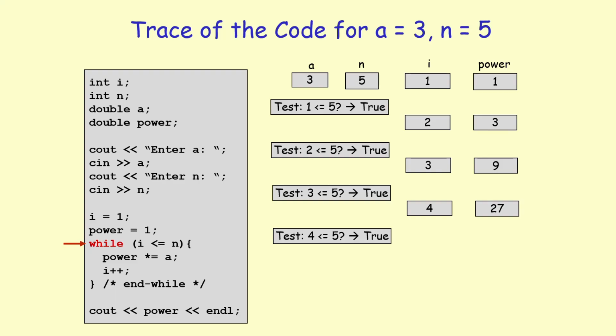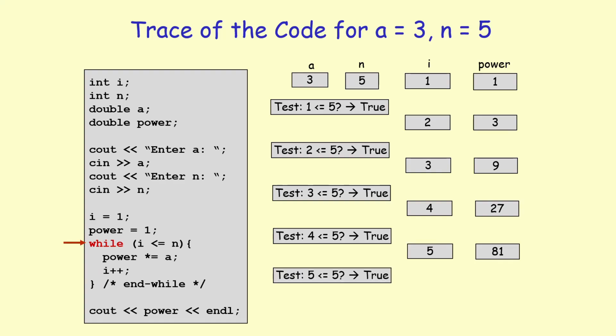Expression this time is 4 less than or equal to 5. It is still true. So we go into the body of the while loop. We do again power times is equal to a. So 27 times 3, it's going to be 81. Increment the loop counter variable, 5. Go back to the beginning of the while loop.